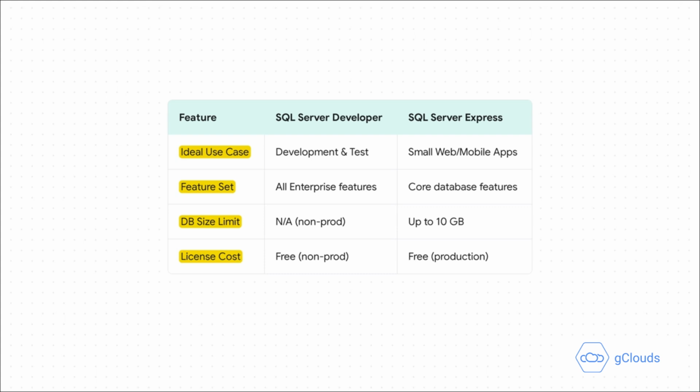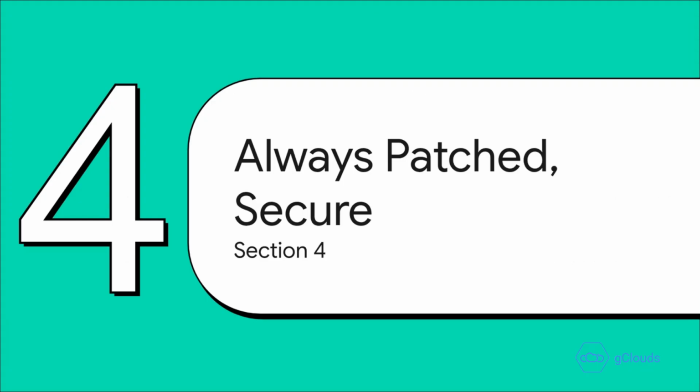This is your go-to for smaller production apps. It's also free, but for production use, with the main limitation being a 10 GB database size. So it's simple. Use Developer to build and test everything, and then use Express to launch your smaller projects out into the world. Now, a free database is one thing, but can you really trust it? Is it actually secure? The answer is absolutely. Let's talk about the security that comes built in, right out of the box.